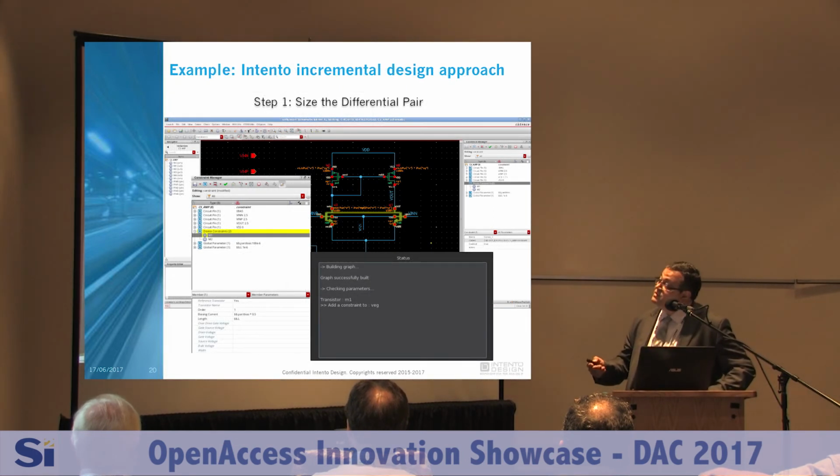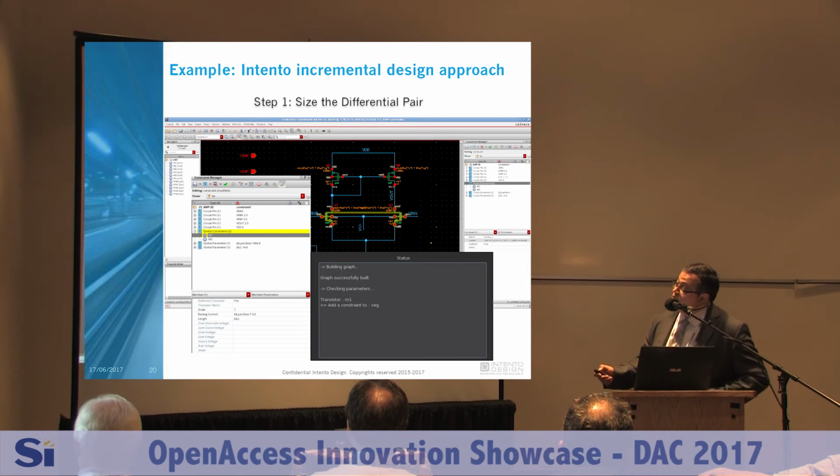So what about incremental design? Since we have this graph, we can guide the designer during sizing. For example, here we selected to size this differential pair. So we added the constraint in the constraint editor, and we chose to set these two parameters for M1. So we launch our tool.